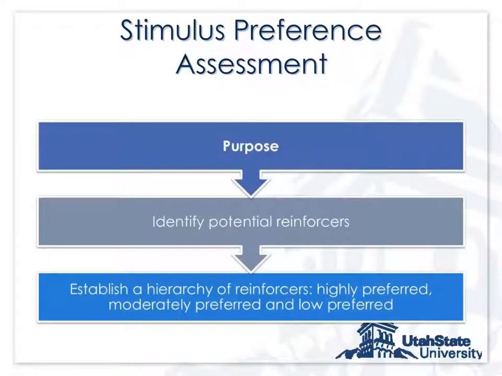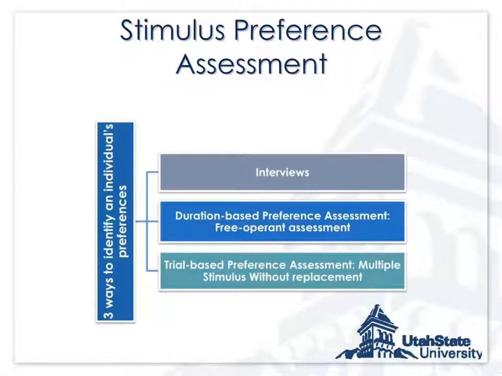Specifically, the purpose of stimulus preference assessments is to identify potential reinforcers to be used during assessment and treatment of problem behavior. You can use this information to establish a hierarchy of reinforcers from the most highly preferred, moderately preferred, and then the lowest preferred items. Next, we will describe the three forms of stimulus preference assessment that are most widely used.